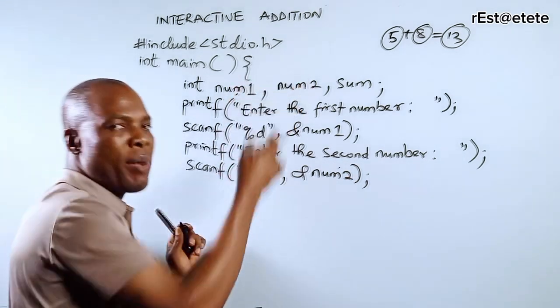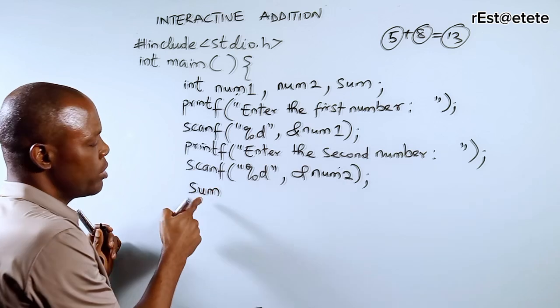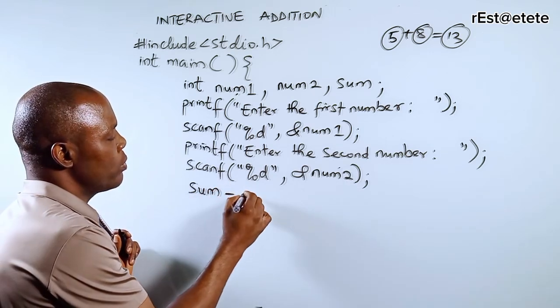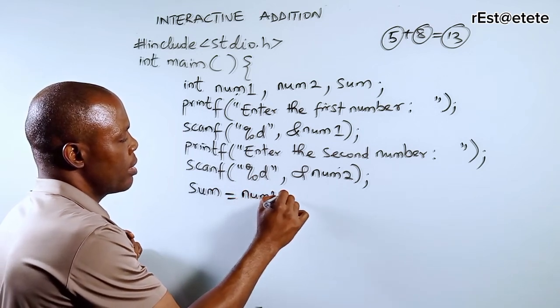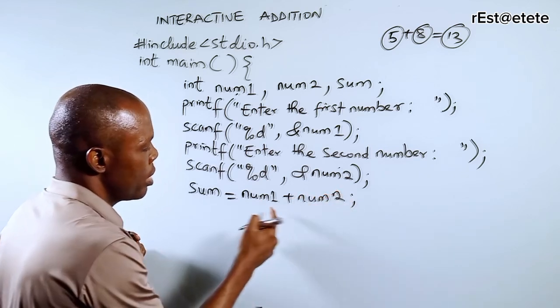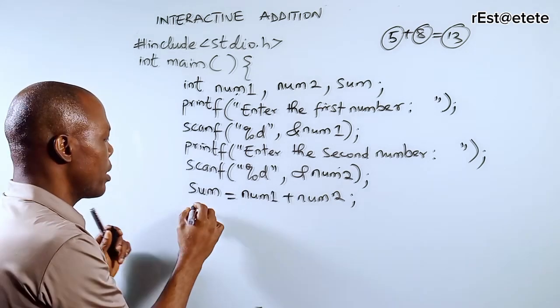Then I will now perform my sum. So sum, which means the variable. I'm saying this value, num1 plus num2, whatever the value is, store it in this variable, sum.